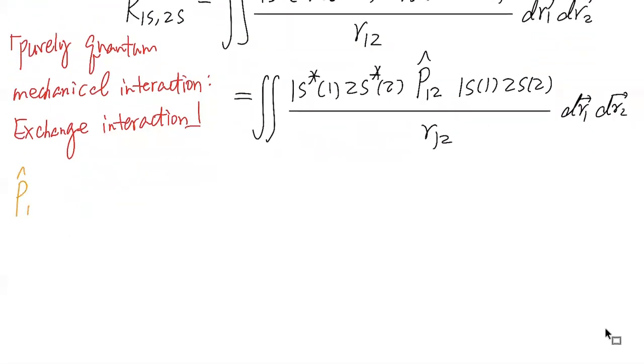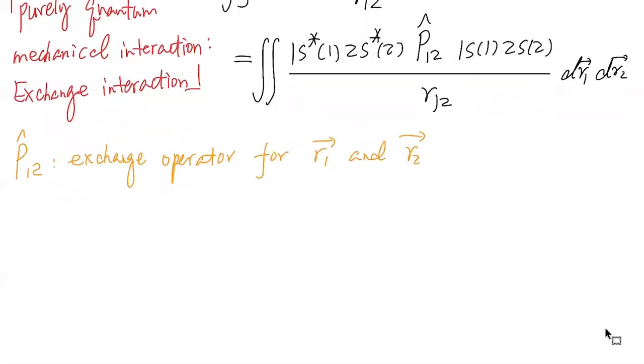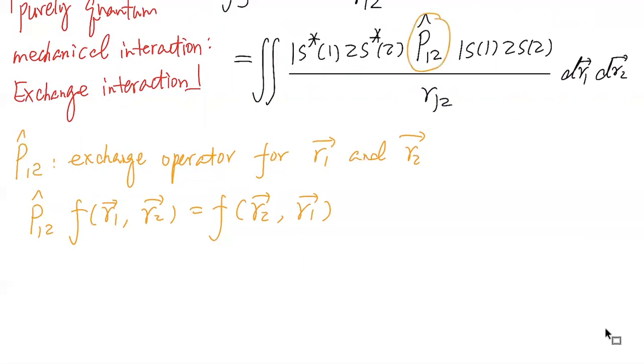So here, P12 is called the exchange operator for the first electron and the second electron. What it does is that if you apply P12 on a function f(r1, r2), then it simply gives you this function f(r2, r1). So this operator switches the position, or the label, of the first electron and second electron. So this is the exchange operator, okay?